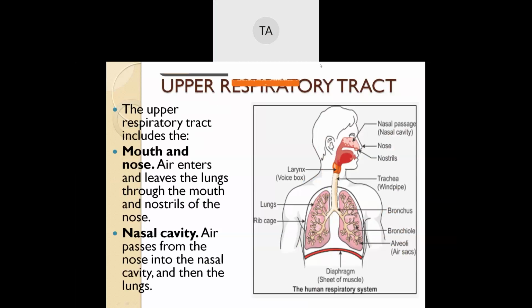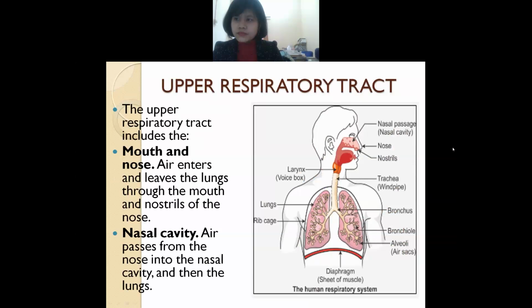So next is upper respiratory tract. So in the upper respiratory tract, the first thing what will you find? You will find your nose and your mouth. So your nose and the mouth, it helps you in what? It helps you in breathing in the air. And it will go where? It will go to your lungs. Is it clear?